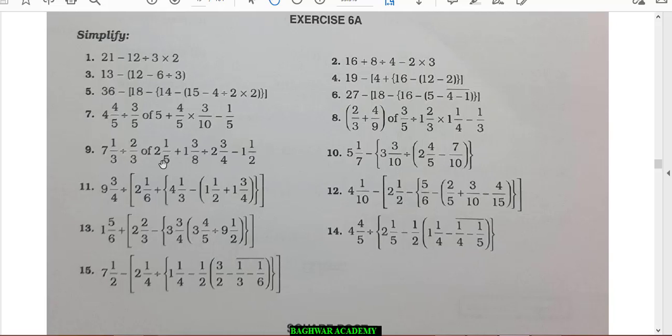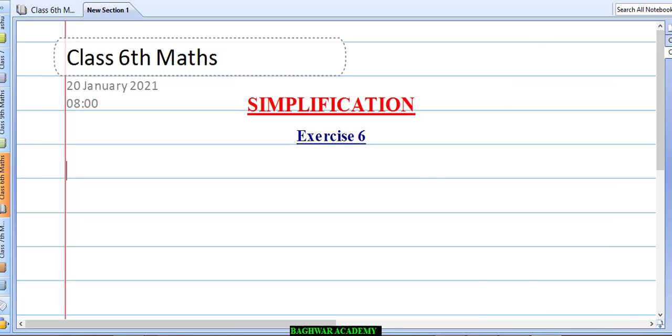So we will solve today a few questions from exercise 6. So you must watch properly so that you will learn. Together you try to learn. Here you see, the first question we have is 21 minus 12 divided by 3 into 2. So how we will solve, just you see. Just you watch how we will solve.